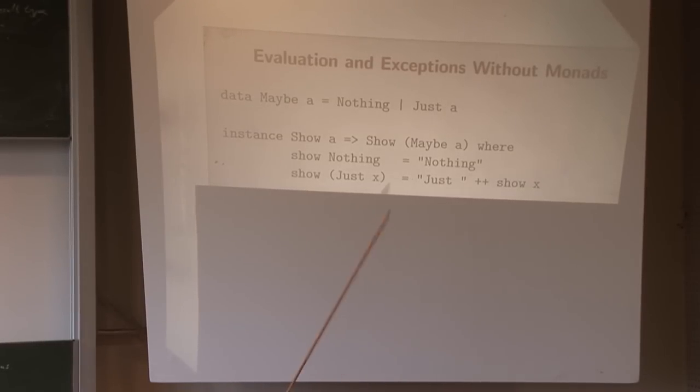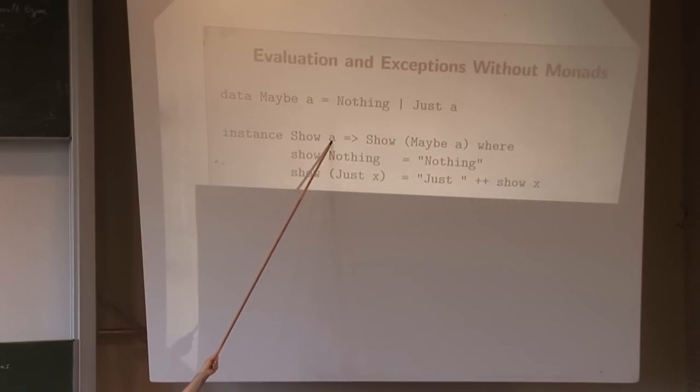We say that the data type maybe A should be a member of the type class show. So in other words, objects of type maybe A can be converted into strings, provided that objects of type A can also be converted into strings. So an object just X, we would convert into the string where you first have the word just and then the string which corresponds to X. And if you have the object nothing, we convert it into the string nothing. So this is the way we modify this show function.